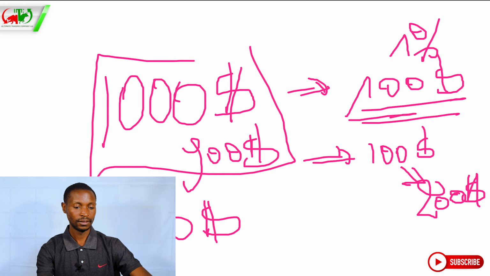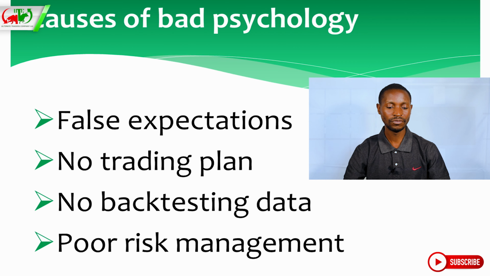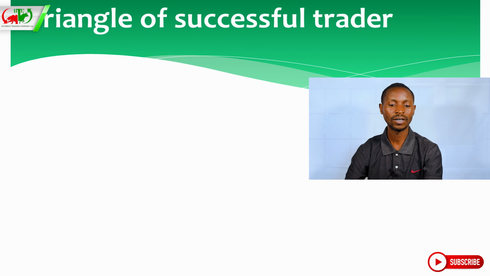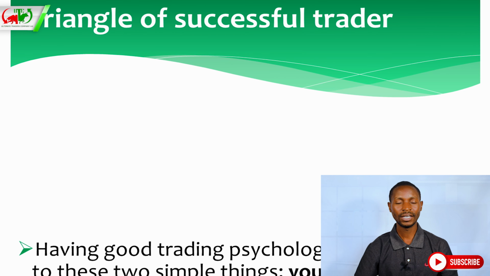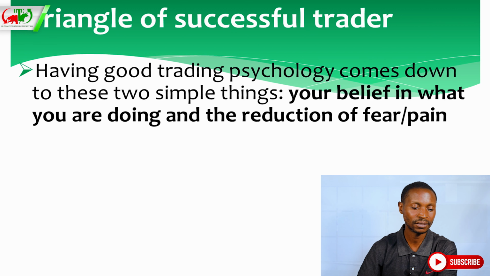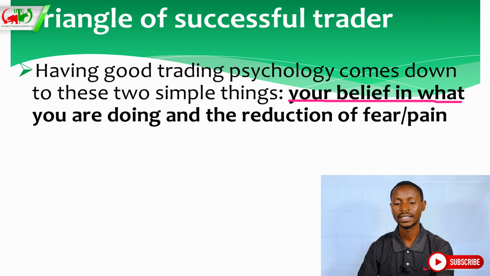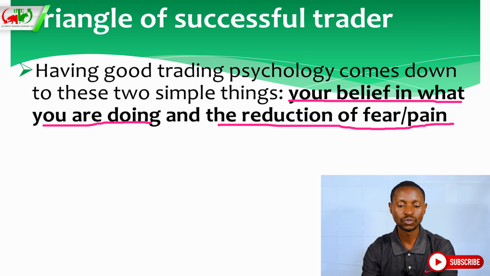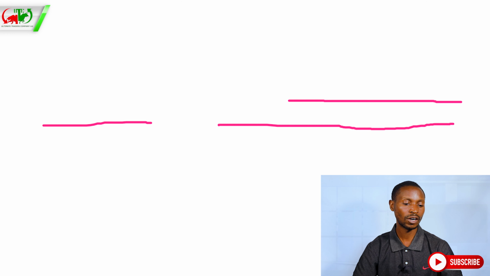You see that if you risk less, you don't have a bad trading psychology if things go wrong. So these are some of the major causes of bad trading psychology, and let's see without delay how we can fix these problems. Normally, to have a good trading psychology, you will need two things. Number one, the beliefs in what you are doing. Number two, the reduction of fear and pain. And to have these two things, you will need what we call the triangle of a successful trader.